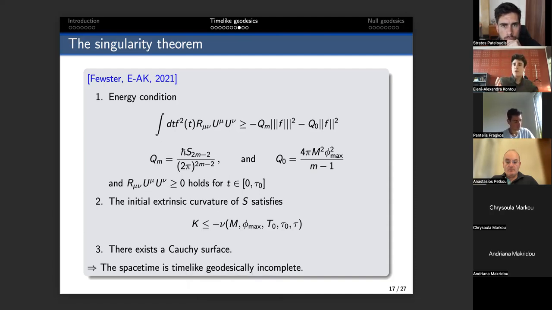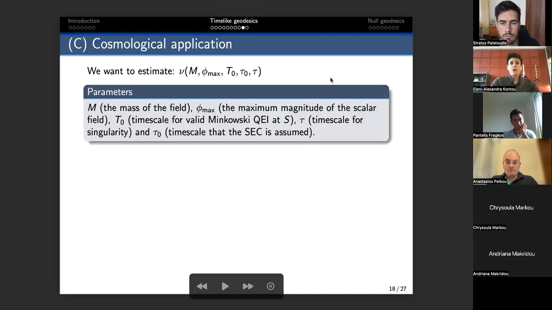Now we go to the third part. Can we apply this theorem to some physical situation and calculate what this K is, and whether it's a reasonable K? And the application is a cosmological application.